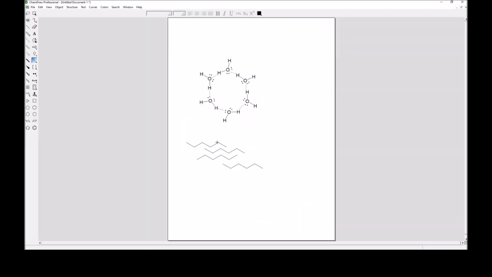And this is what happens when you think about alkanes. Alkanes are not polar. They can't make hydrogen bonds. It's complicated. The alkanes themselves have no net polarity. That's the best way to say that.